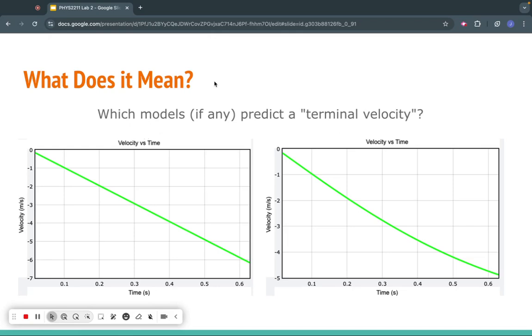So which models, if any, predict a terminal velocity? The model on the right is the one that includes drag force, and you can see that it starts curving as time goes on, which means that it's approaching a terminal velocity and it'll eventually flatten out. The model on the left is linear and will not predict a terminal velocity. So the one that considers drag force and gravity does.